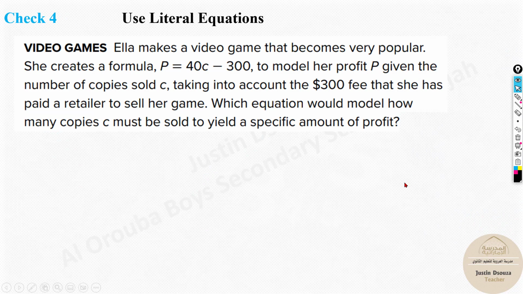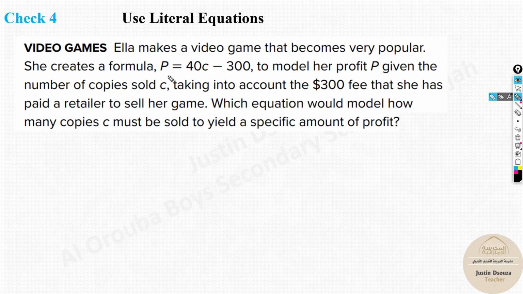I'll read the problem. Ella makes a video game that becomes very popular. She creates a formula P equals 40C minus 300 to model a profit P given the number of copies sold, C. P is the profit, given the number of copies sold, C, that is C is the number of copies that are being sold, taking into account that $300 fee that she had paid a retailer to sell a game. Which equation would model the number of copies C that must be sold to yield a specific amount of profit?